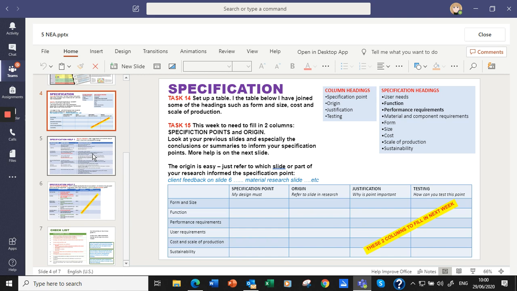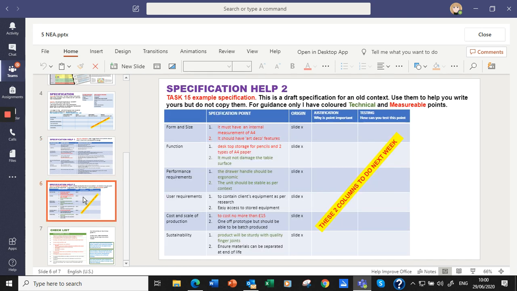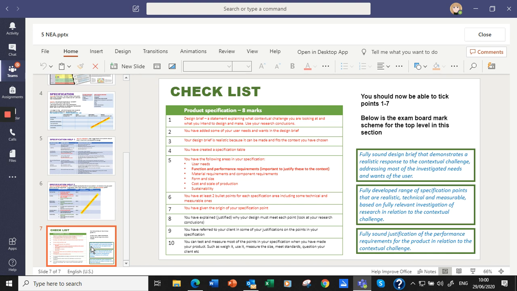Okay, moving on to the next slide, it gives you a bit more detailed help. This slide is just telling you to do the first couple of columns. And this slide, as always, is your checklist. So have a look through those, please, and try and do the first couple of columns for your specification. And then next week we'll finish them off.